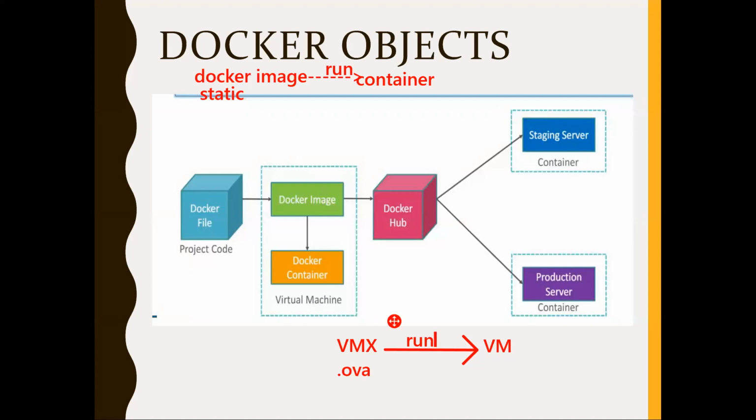Yeah. If someone asks you to share the VM, you will share it in this file format, right? They will run this, they'll get a VM. Same is the case here. You can compare this Docker image to the static file, right? Some analogy. So when you run that, you get a container. Okay, fine. They'll run a Docker image, they'll get a container. But how do you create this Docker image?